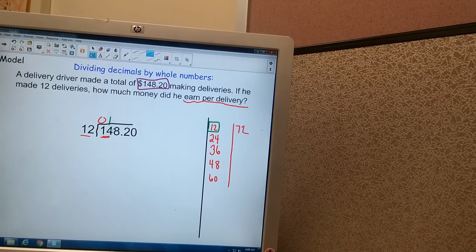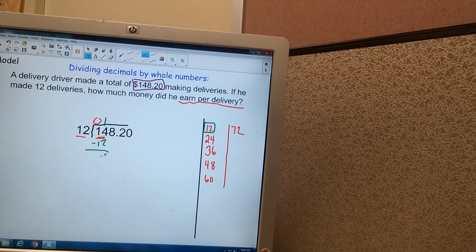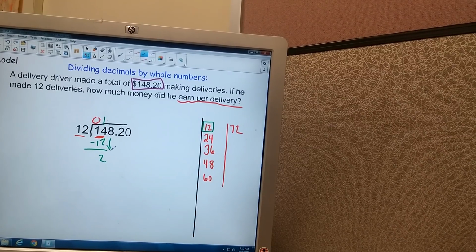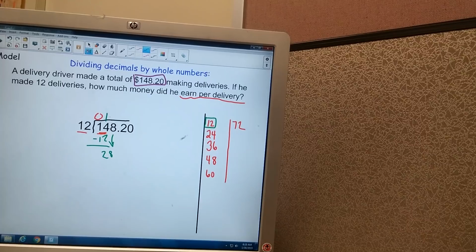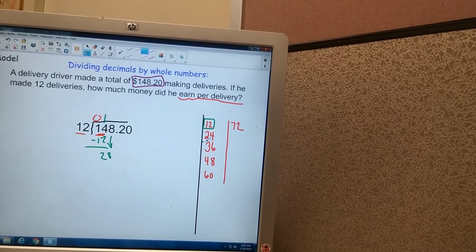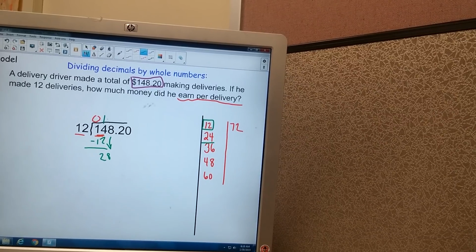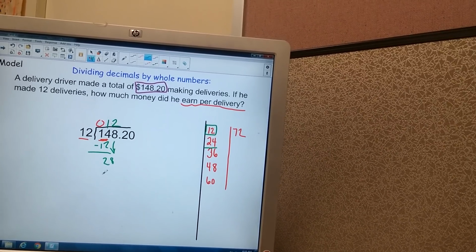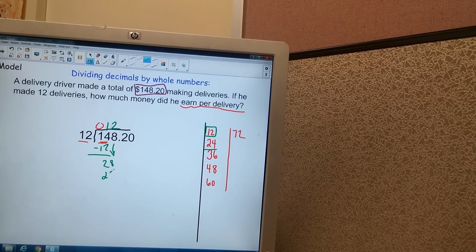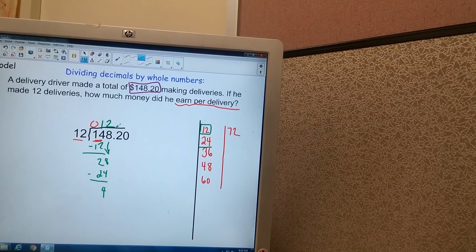If I had 14 items, I gave out 12 of them. 2, I bring down my next place value. Now I have 28 items to split with 12 people. I go over to where I listed my multiples, and there we go. The closest I can get without going over is 24, and that's 2 groups of 12. I'm keeping track of my groups in the top. 2 times 12 is 24. I subtract. 8 minus 4 is 4. Keep my decimal where it is.